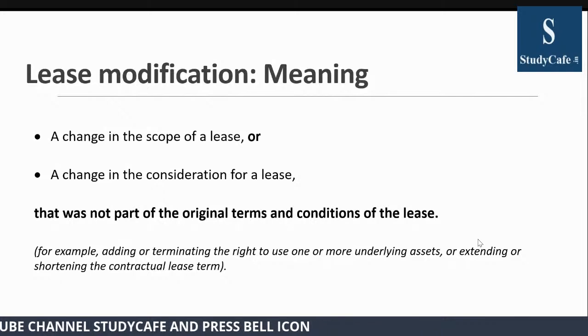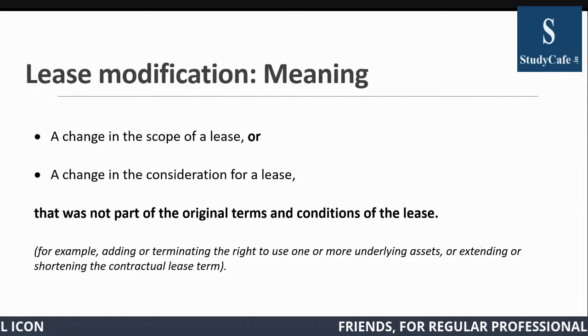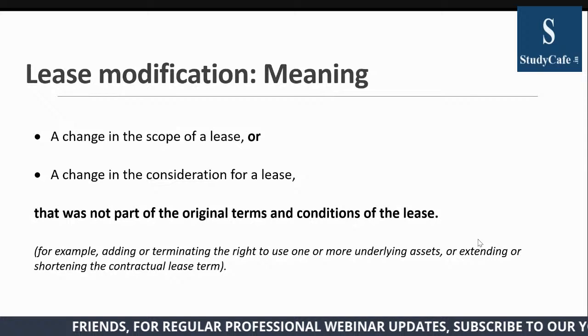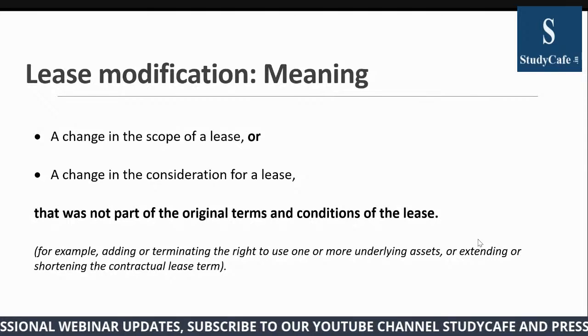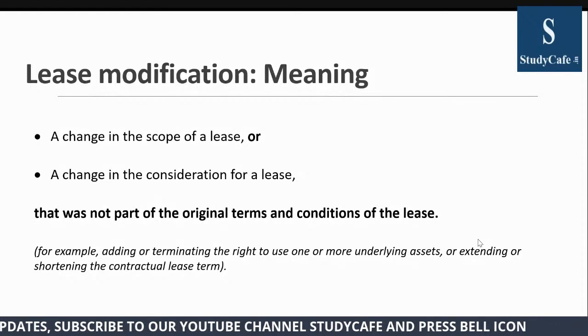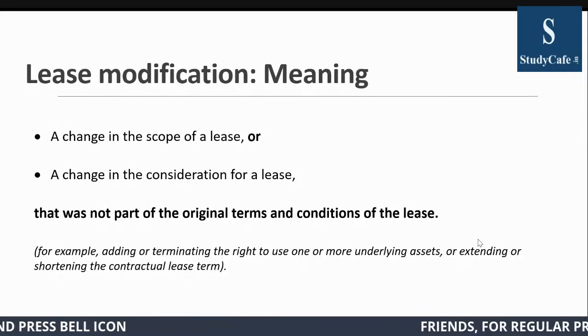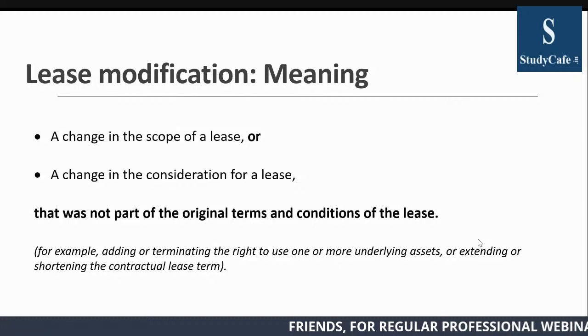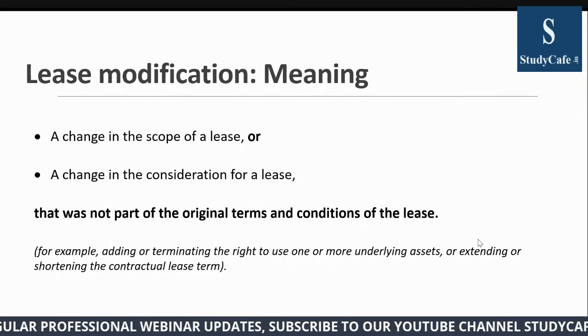So this standard also talks about the modification. So let me just cover the modification part quickly and then we will move on. So modification is nothing but if there is any change in the scope of lease or there is a change in consideration for lease. Right, this standard clearly specifies that for a change to qualify as a modification, there has to be a change in the scope, which can be either by adding or terminating or deleting an asset from the contract or by changing the lease term.